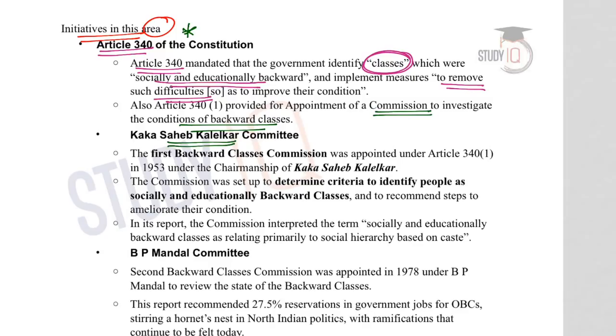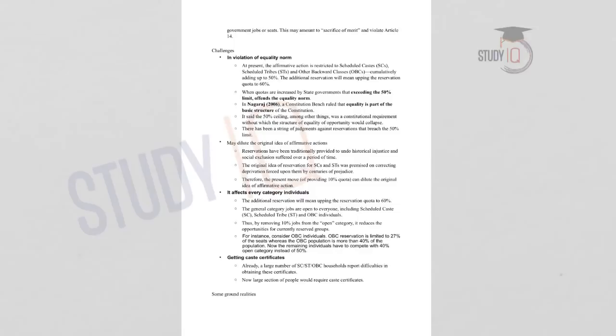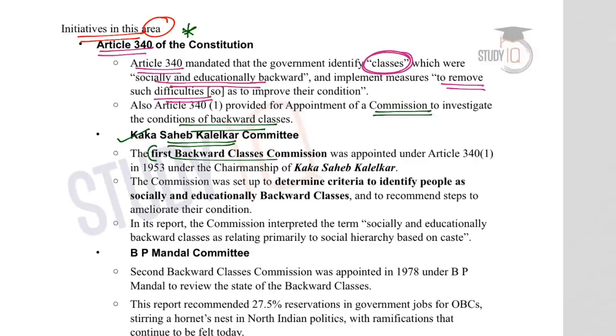So that is why this committee is popularly called the Kaka Sahib Kalelkar Committee, and this committee is the first backward classes commission. So this is very important. This was constituted in the year 1953 under the chairmanship of Kaka Sahib Kalelkar. Now the purpose of this committee was to determine the criteria in order to identify people as socially and educationally backward classes, and also to recommend steps in order to improve their condition.